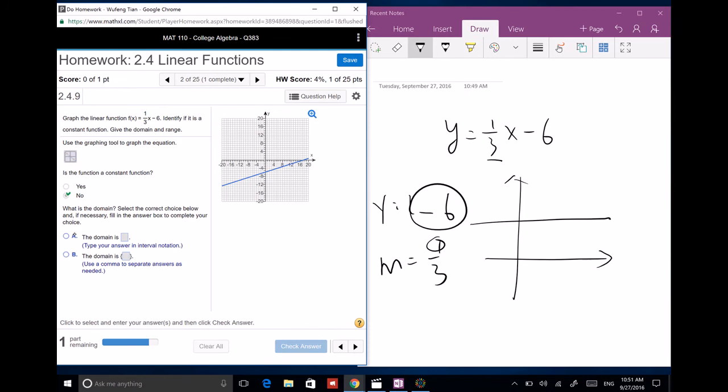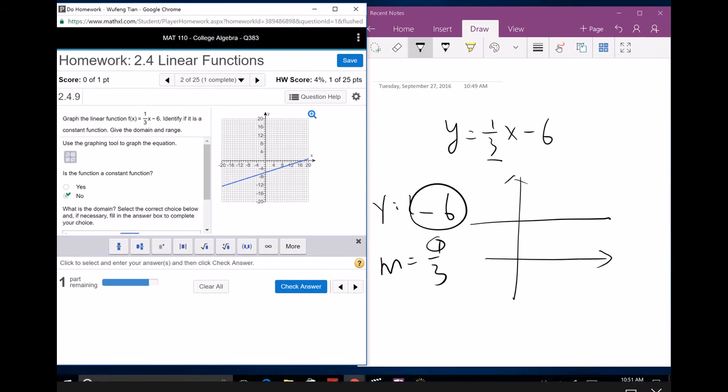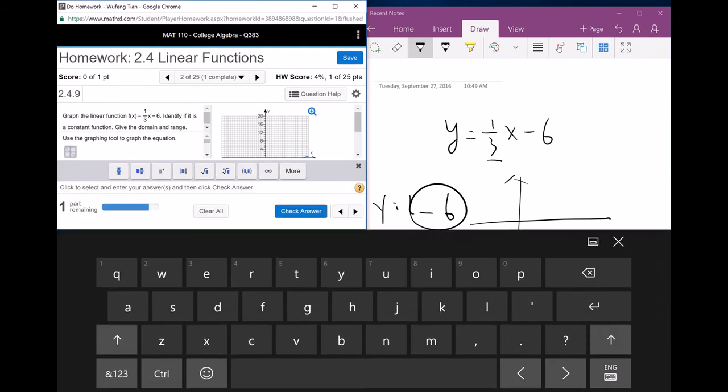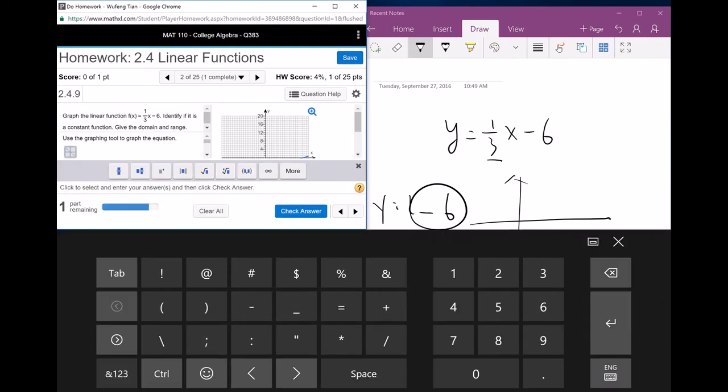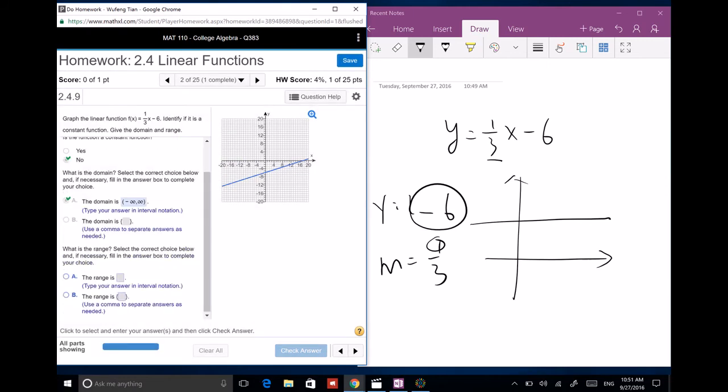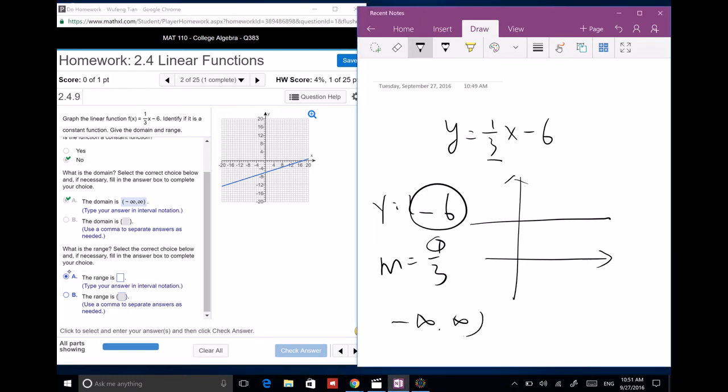Now the domain, in interval notation. There's no restriction for this one, so the domain is just negative infinity to positive infinity. Check your answer, that's right. The range is also negative infinity to positive infinity. Just type the range is also negative infinity to positive infinity.